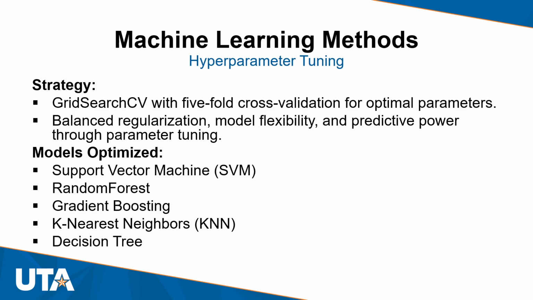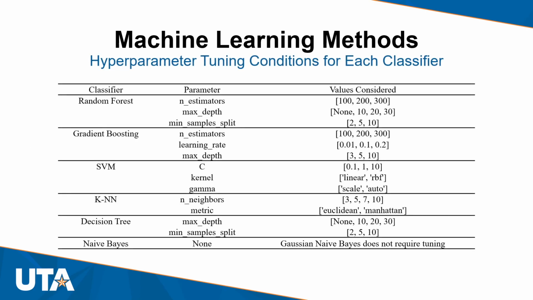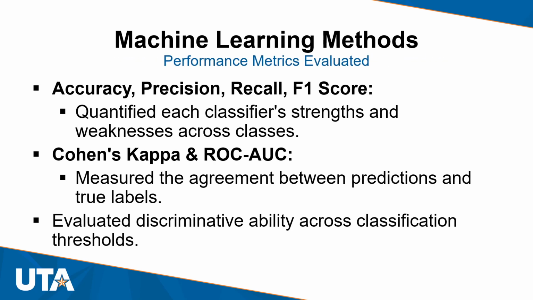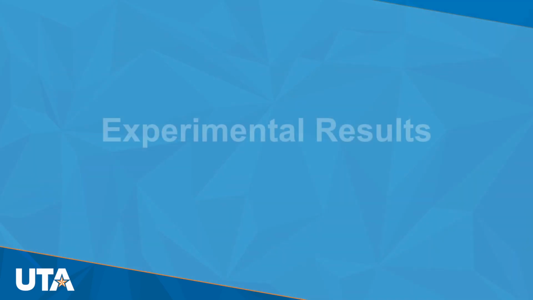Hyperparameter tuning. We used grid search for hyperparameter tuning across five folds. For the SVM model, the C and gamma parameters were optimized to balance model flexibility and regularization. Other models like random forest and gradient boosting had their n_estimators and max depth parameters optimized. Here's the table showing the hyperparameter tuning conditions for each classifier and the values considered for each parameter. Evaluated discriminative ability across classification thresholds. Cohen's kappa and ROC measured the agreement between predictions and true labels.